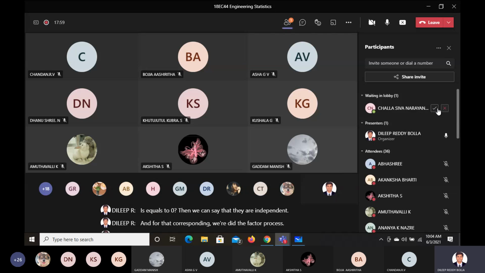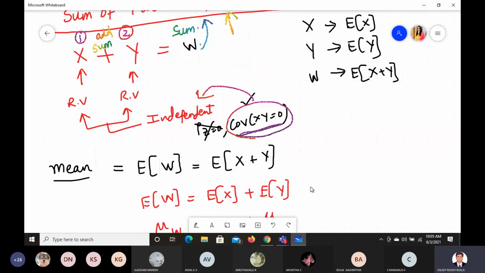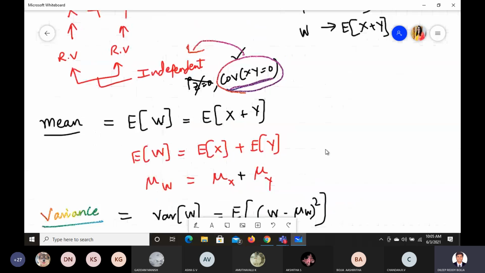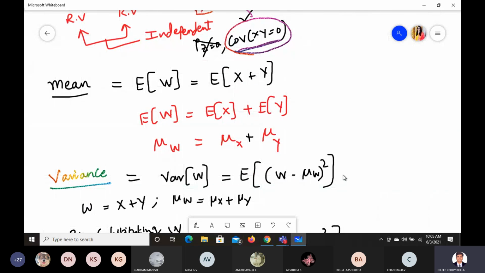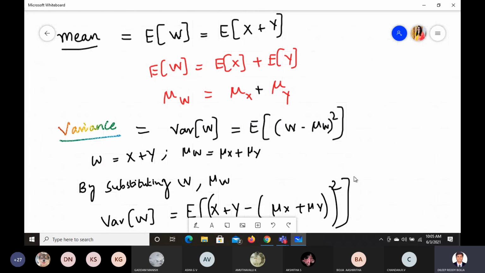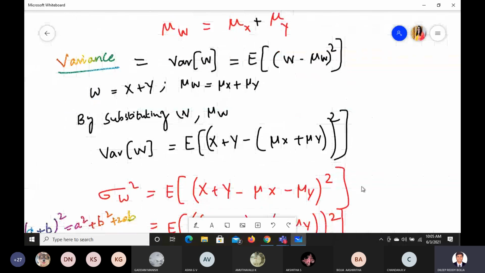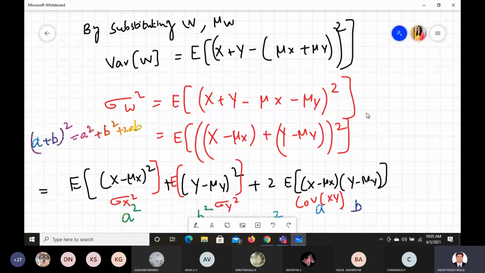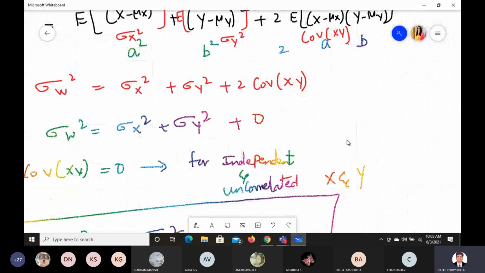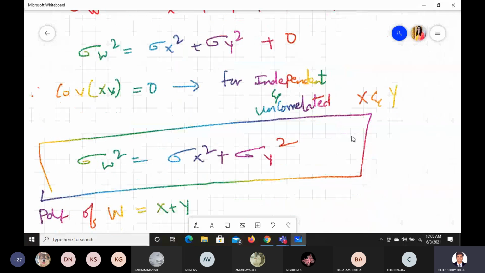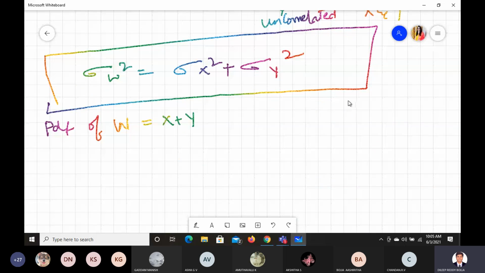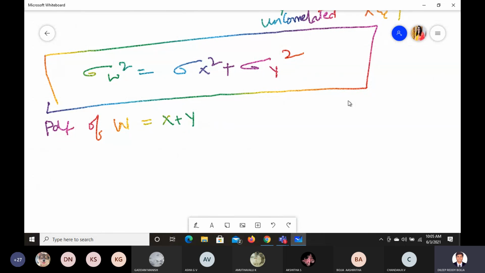For that we calculated the mean. So the mean is given by E of W. We calculate the mean, we get mu W equals mu x plus mu y, and we did the variance of this. So mean and variance we have completed, right? And finally we got this expression: sigma W square equals sigma x square plus sigma y square. That is the variance of two independent random variables.